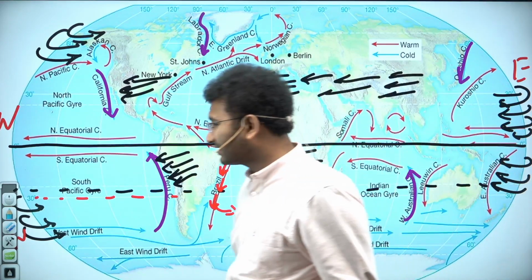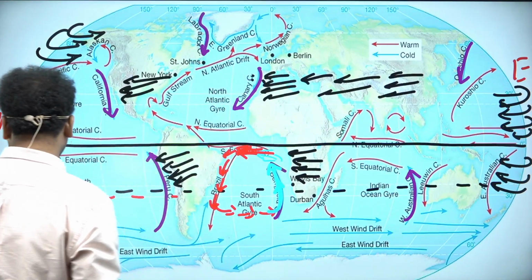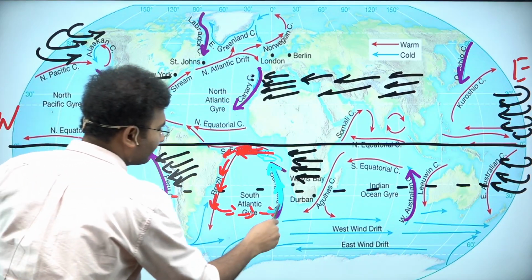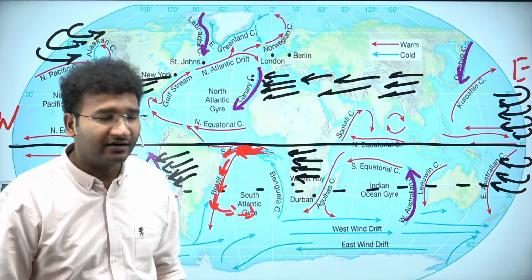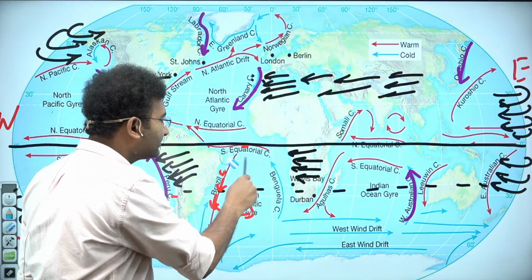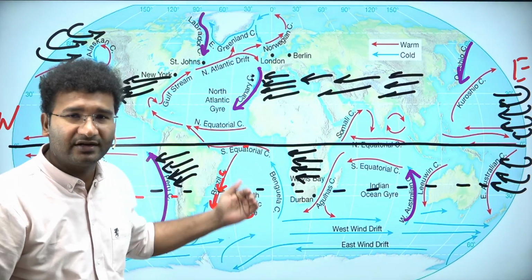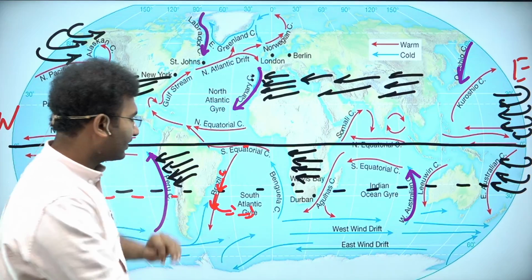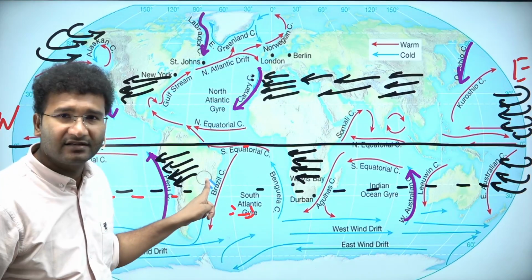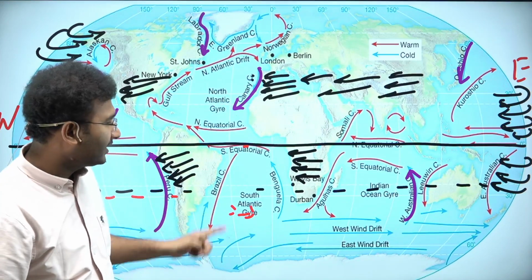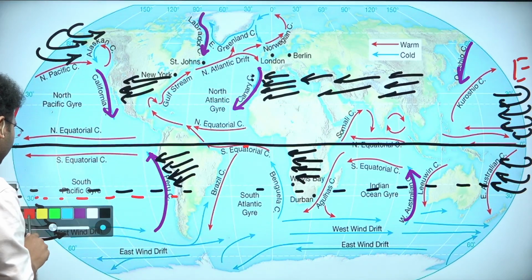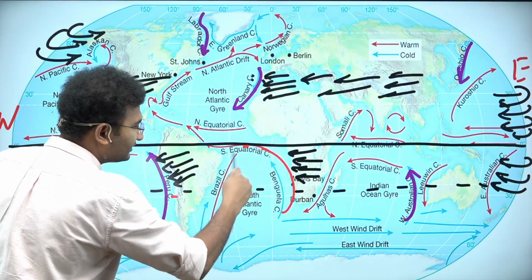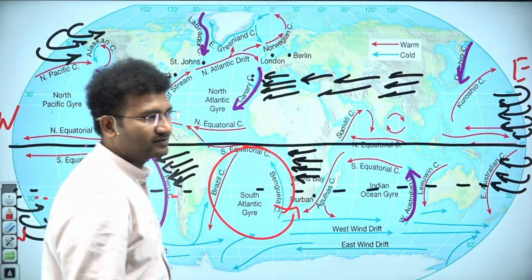The names of these currents are just places across them. These places are none other than, look here, there is a place called Benguela. This is your Benguela current. Now the name of this current, it is present south of the equator, so it is the South Equatorial current. Likewise, this is your Brazil, so the Brazilian current. And this entire circulation of water is called gyre circulation. This is called gyre circulation.